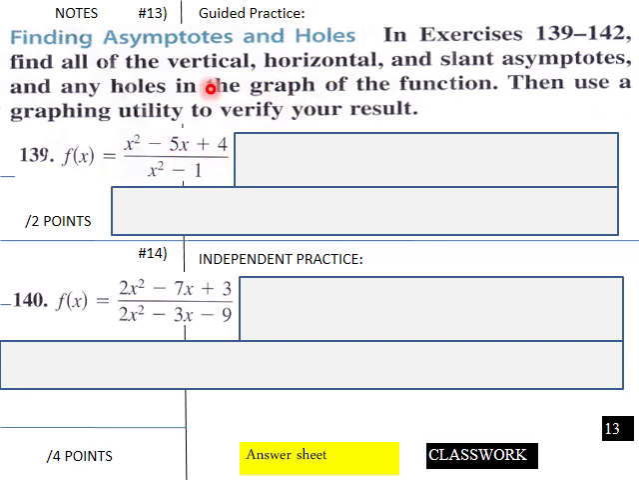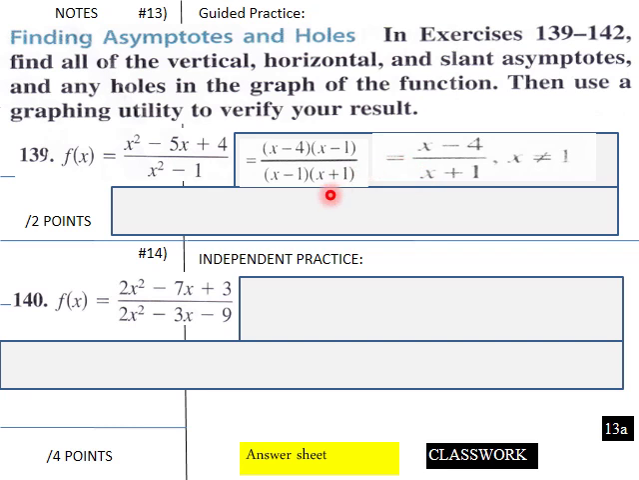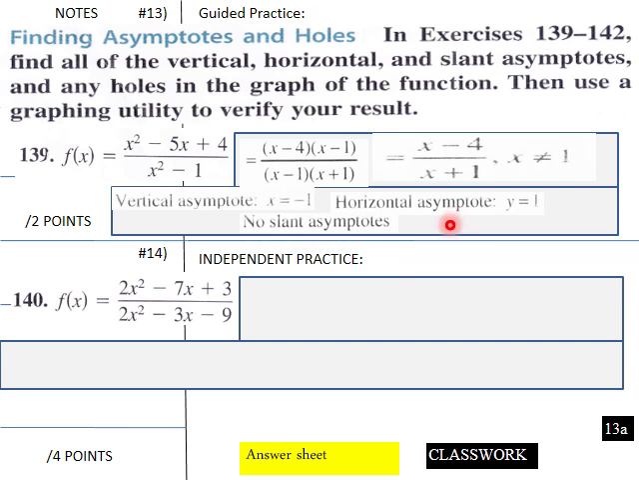Today we're going to find vertical, horizontal, and slant asymptotes, or any holes in the graph of this function. Then we're going to graph it. So factoring this down, we get this here, and then these two would cancel. We get x minus 4 over x plus 1. Vertical asymptote will be x equals negative 1. Horizontal asymptote will be y equals 1. They both have the same degree here, so it'll be 1 over 1 as your horizontal asymptote. No slant asymptotes. And then we got a hole at x equals 1 here.